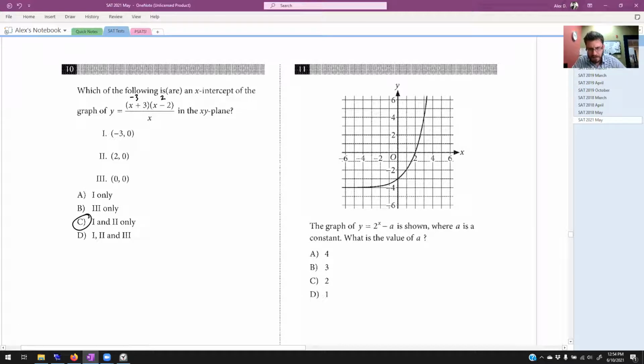A is the vertical shift. This is an exponential graph. And 2 to the 0 power is 1, so that would correlate to 1. So we've shifted it from 1 to -3. That's a downward shift of 4.